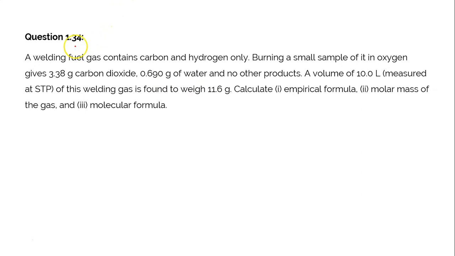So let's take question number 1.34. A welding fuel gas contains carbon and hydrogen only. Burning a small sample of it in oxygen gives 3.38 grams of carbon dioxide, 0.690 grams of water, and no other products. The volume of 10 liters, measured at STP, of this welding gas is found to weigh 11.6 grams. If this is the scenario, calculate the empirical formula, calculate the molecular mass of the gas, and also calculate the molecular formula.